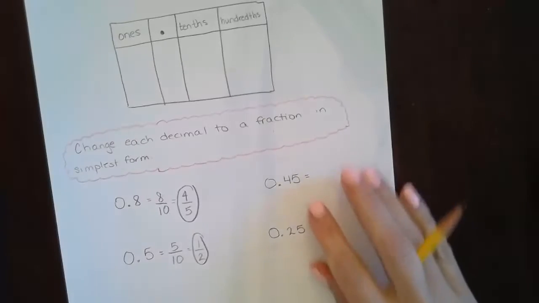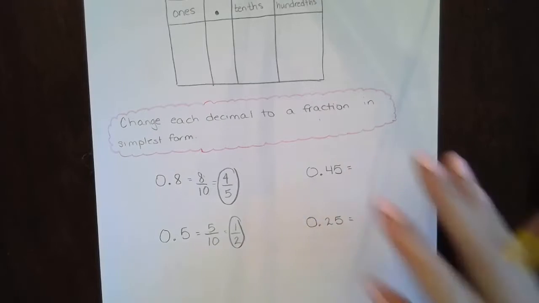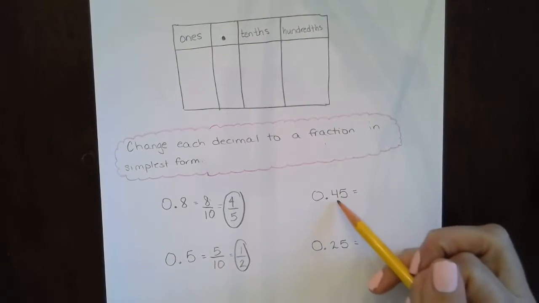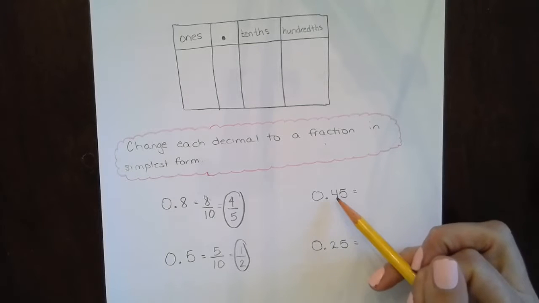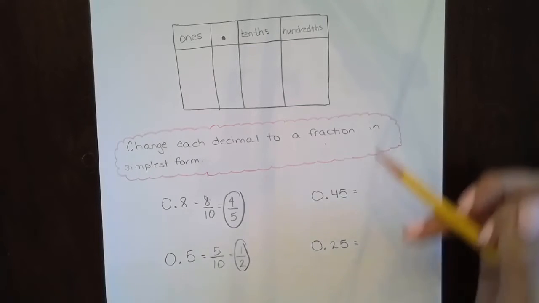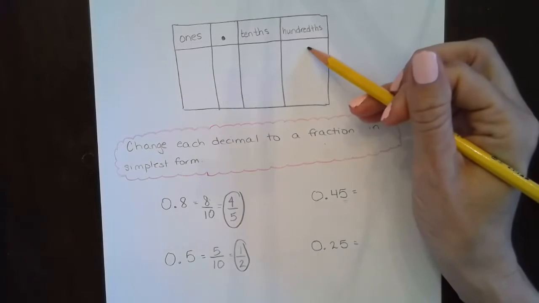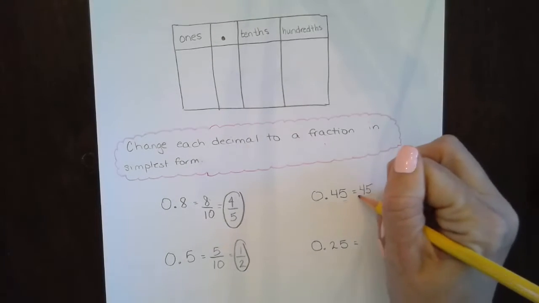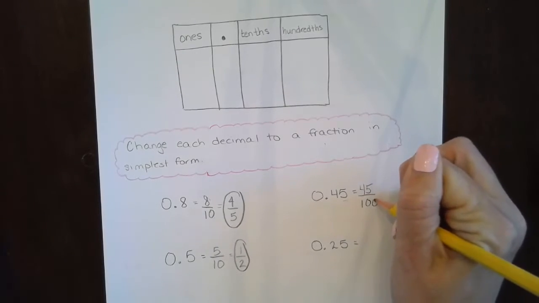Okay. Over here we have 45 hundredths. I know that because I pronounced this just the way I would as if there was no decimal point here. So I would say 45, and then it ends in this place, which is the hundredths place. So this can be written as 45 over 100.